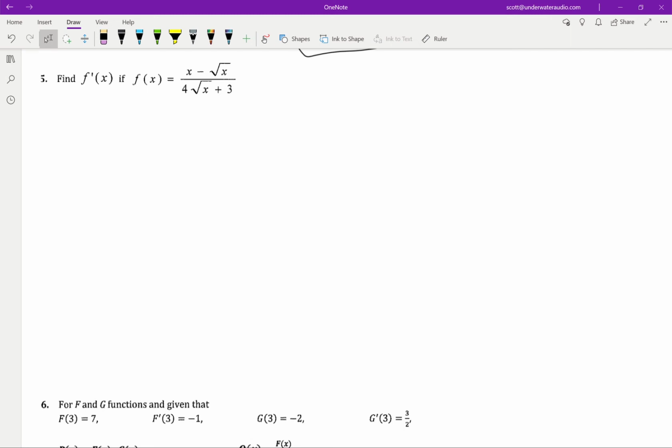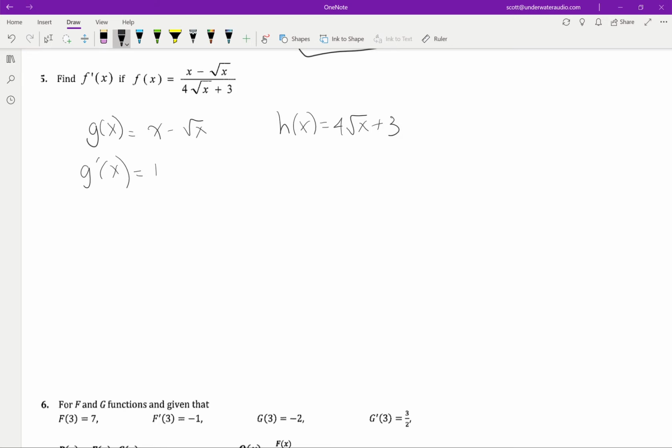Okay, so like before, if I want to take a derivative of something that's division like this, I will figure out what my top function is. And then I will also figure out what my bottom function is. And I'll take derivatives of both. So g prime of x is 1. Derivative of x is 1.